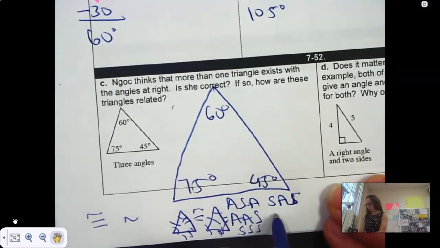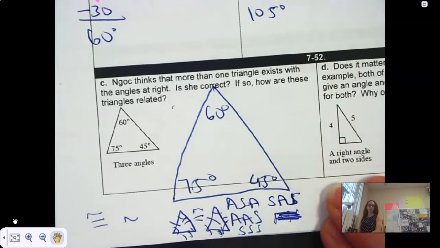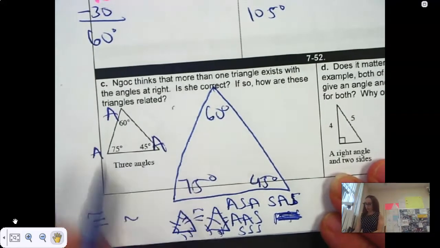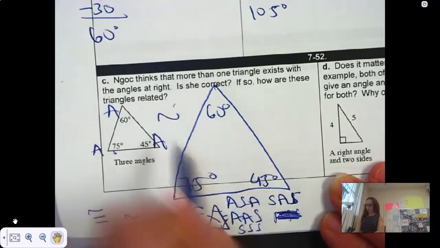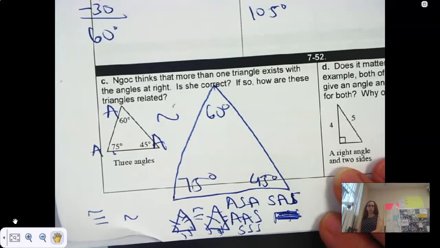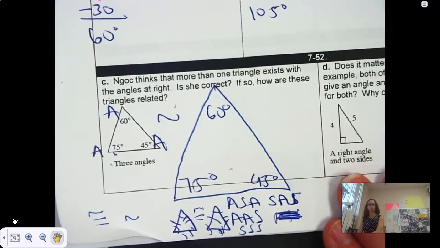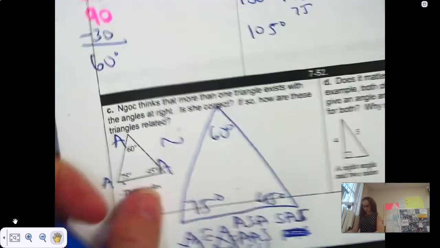And then your teacher went, we can't have that one. And then there was another one that was an AAA. Well, we have proved that those are similar, but they're not exactly the same. This is a smaller version, this is a bigger version. Okay? All right, let's go back here.